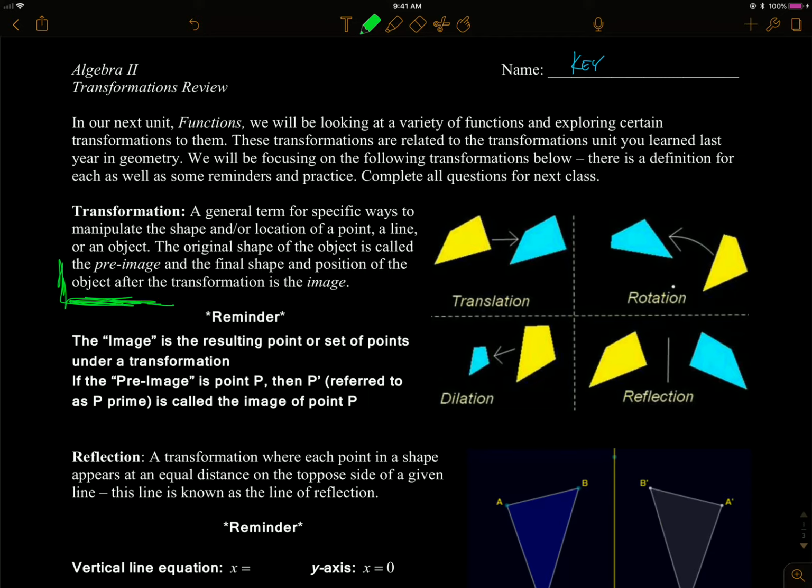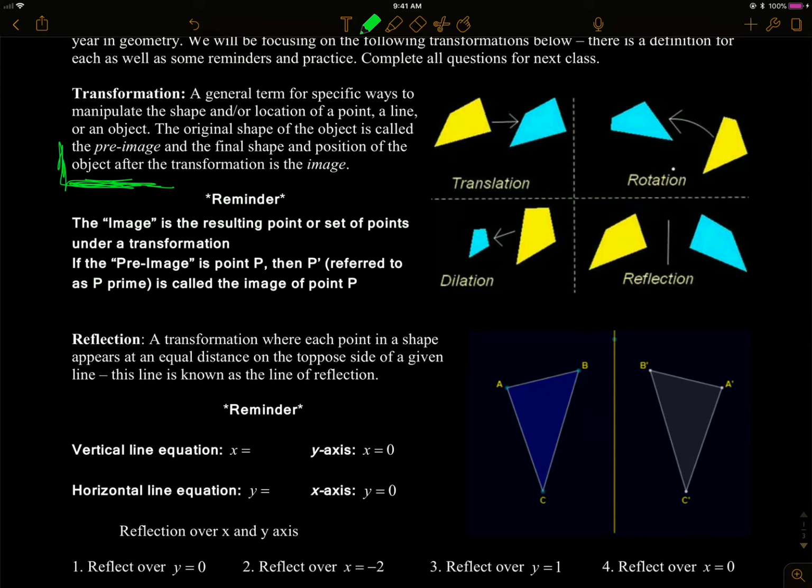Okay, so welcome back. We're going to just talk about some of these transformations and review them from geometry. So it is important to understand these as we move into the transformations that we're going to do in Algebra 2. So some vocabulary that we need to remember. We call the image the resulting point or set of points under a transformation, and the pre-image is what you get before you've moved it.